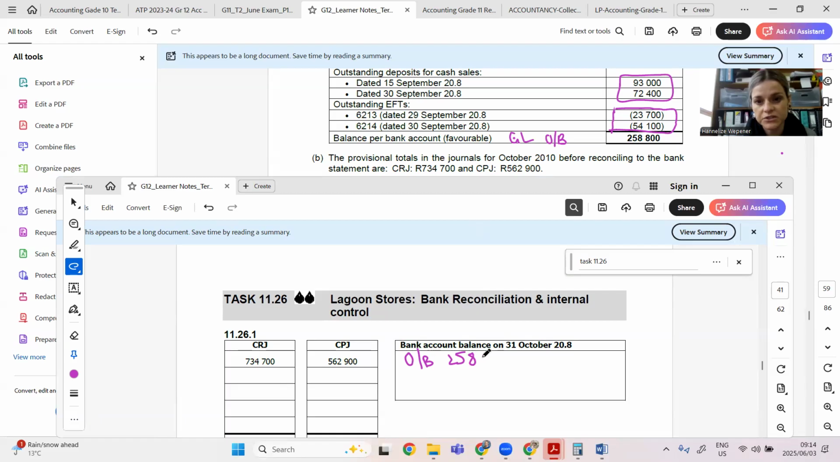258. I hope it's not going to be too noisy now because learners are moving in the school building. Oh gosh, there we go.